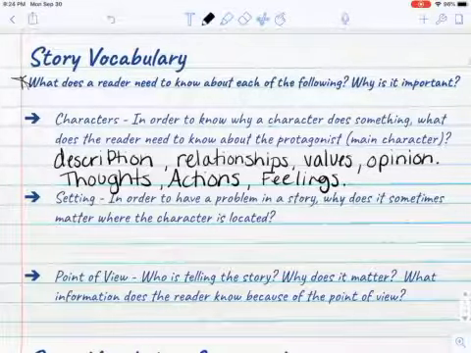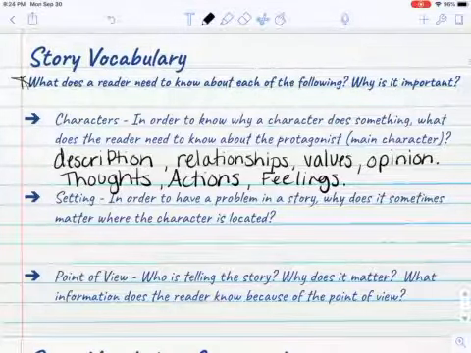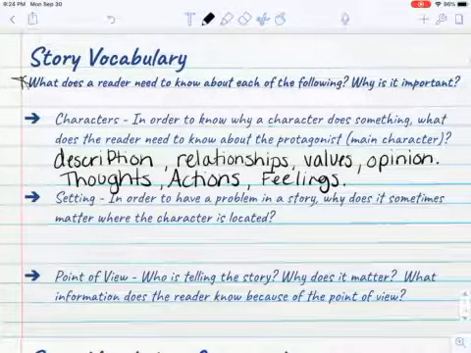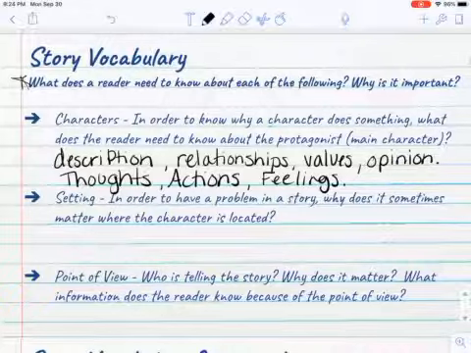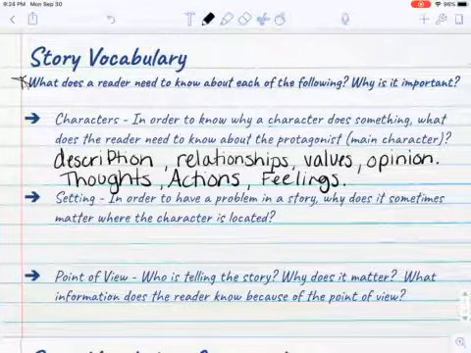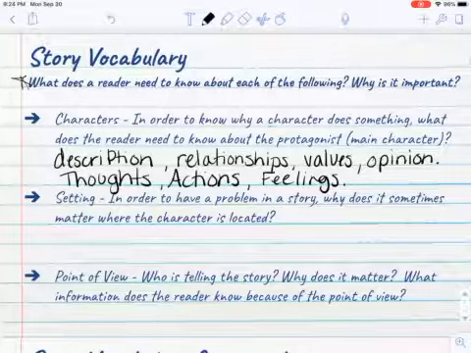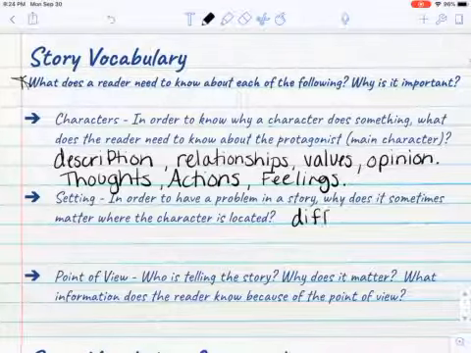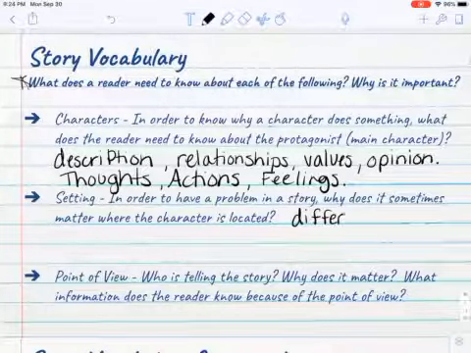Next is setting. In order to have a problem in a story, why does it sometimes matter where the character is located? The location of the story and where it takes place and when it takes place greatly impacts the type of conflict that's going to be present. There are different expectations based on location.